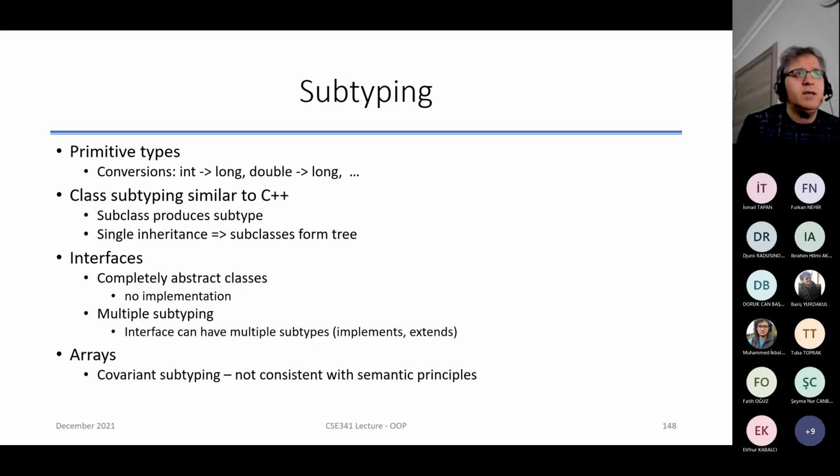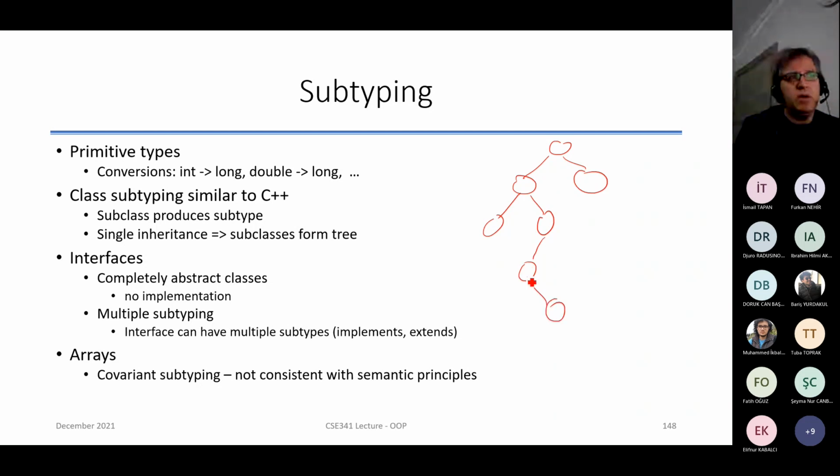So in that case, your subtyping relationship will always form a tree. There will be no graph, no things like, for example, something like this. This is not going to happen with classes.